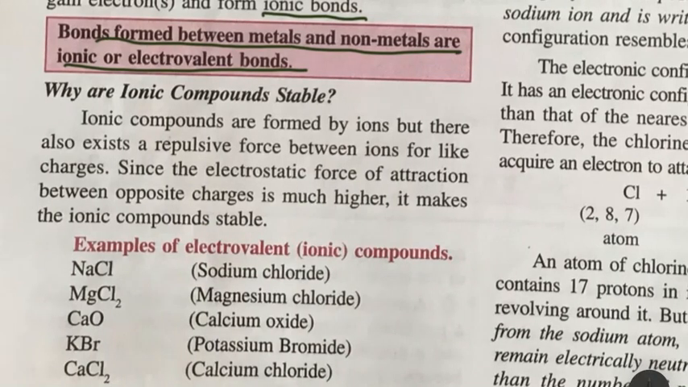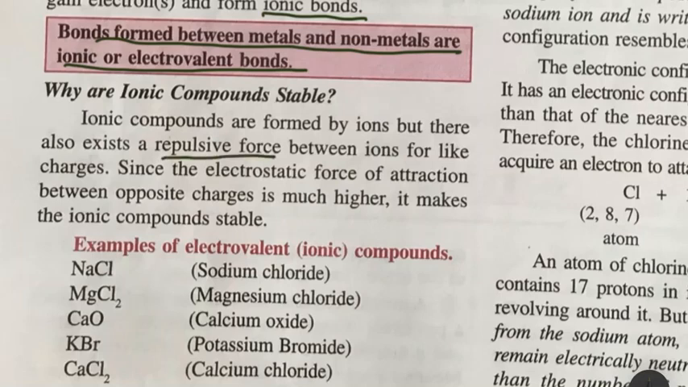They give away electrons. One atom will give away electrons and the other atom will receive electrons. So what happens is, one atom becomes positively charged and the other atom becomes negatively charged. So they will pull each other.